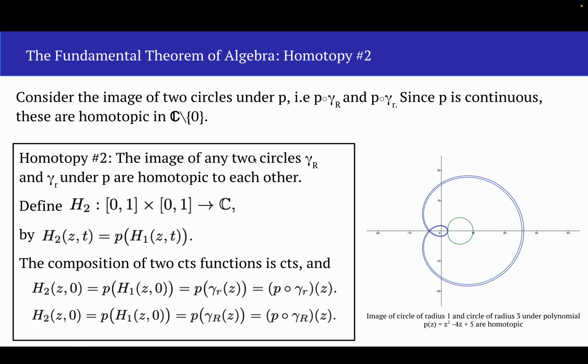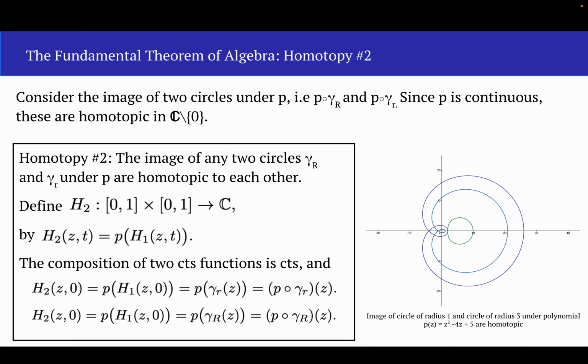The more significant step is to say that the image of these two circles is homotopic to each other under P. The reason for this is also fairly immediate. We can take our original homotopy H1 and compose it with P. It's not hard to show that if we consider the endpoints t equals 0 and t equals 1, it evaluates to P of gamma of little r and P of gamma of big R.